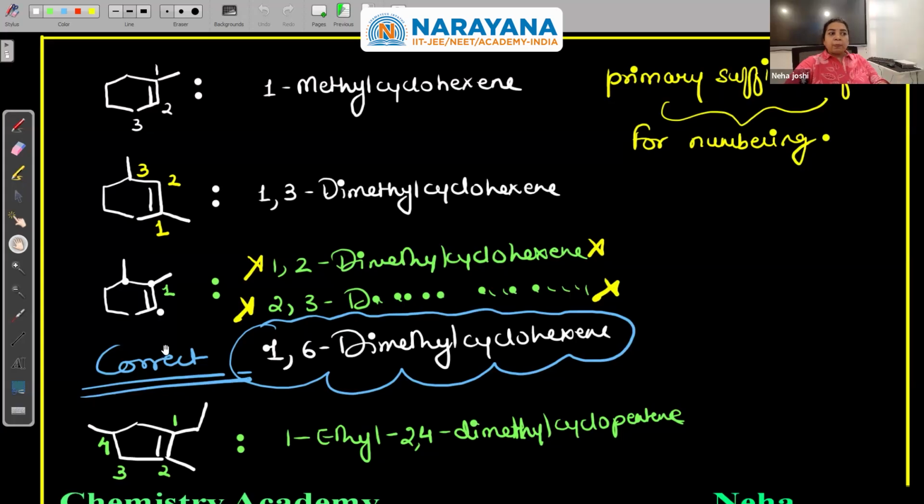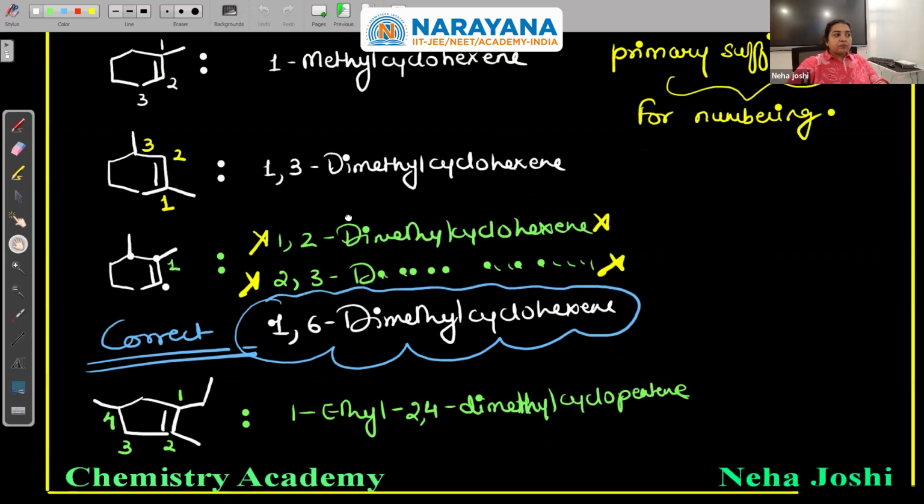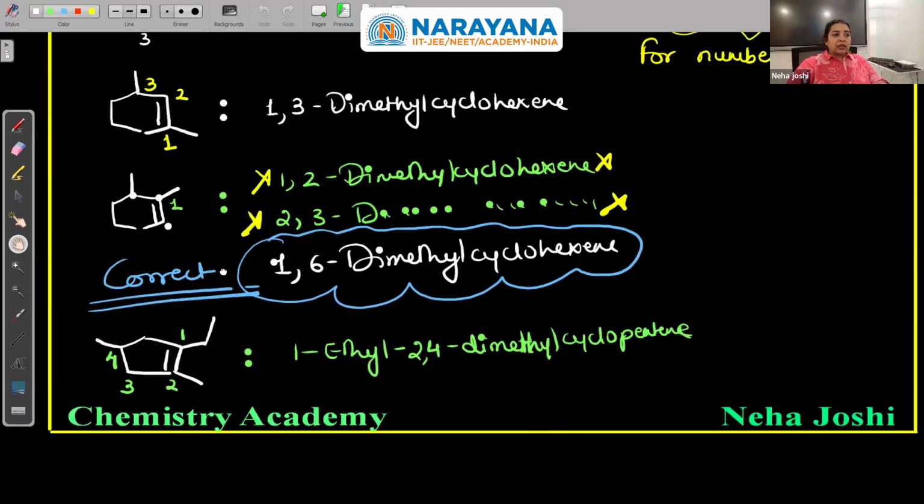And while numbering, always prefer double and triple bond over any alkyl or any substituent, I must say. Okay, the secondary suffix is the most important while giving the position, and then comes the double and triple bond, and then comes any of the prefixes, any secondary functional group or whatever. Is that all clear?